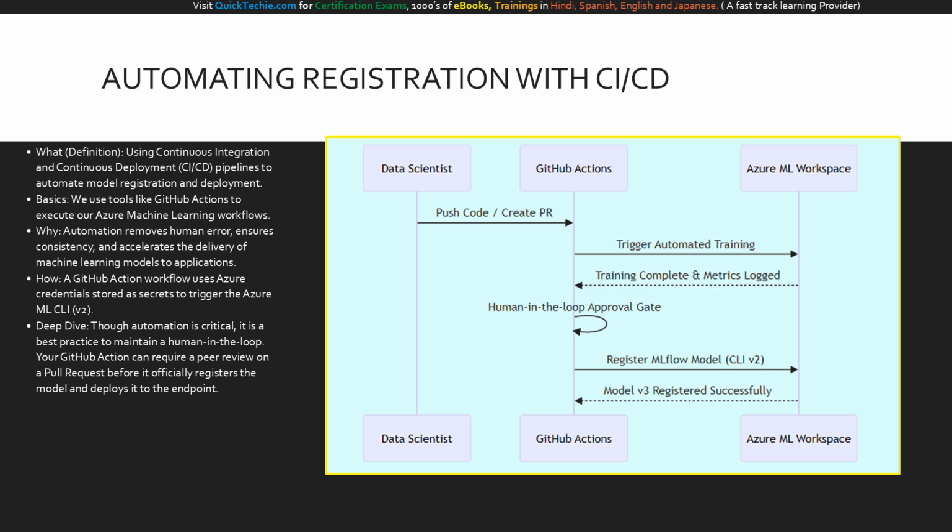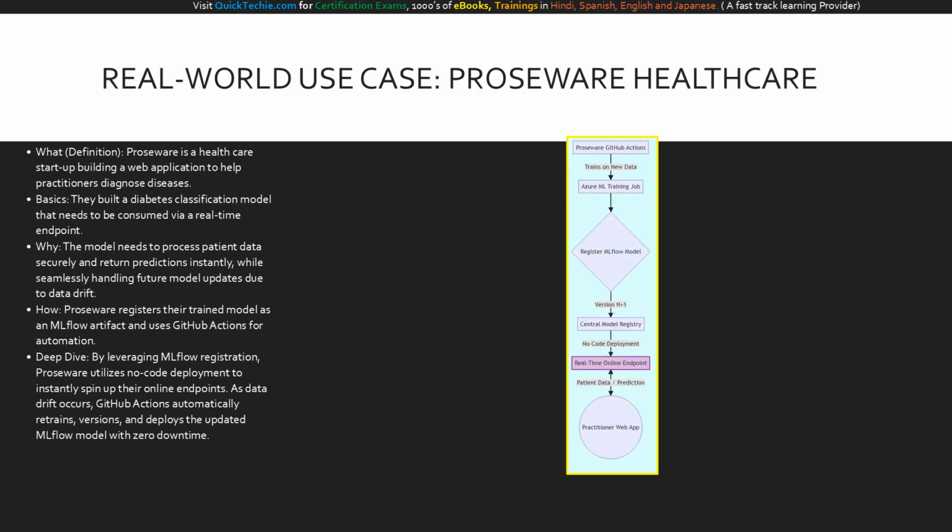Azure completes the run and reports back. Here, the pipeline halts at our human-in-the-loop approval gate. Once the metrics are verified by a lead, the GitHub action uses the Azure CLI to officially register the MLflow model. Smooth, secure automation. Let's tie all these concepts together with a real-world scenario.